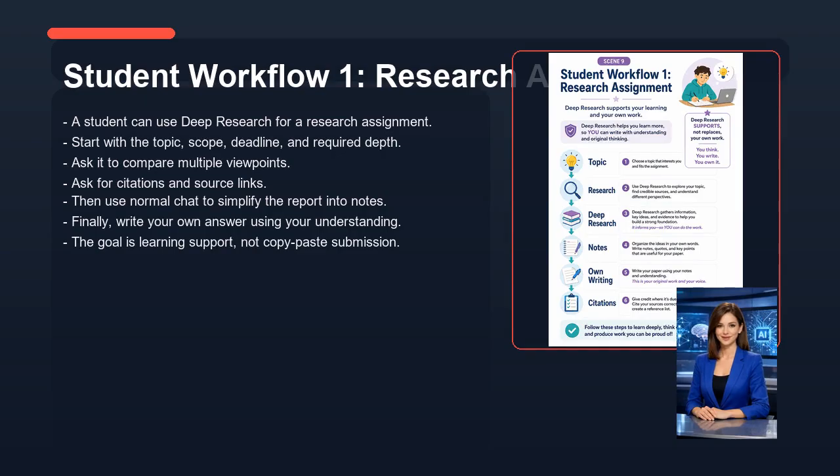Now let's look at student workflow 1, research assignment. A student can use deep research for a research assignment. Start with the topic, scope, deadline, and required depth. Ask it to compare multiple viewpoints. Ask for citations and source links. Then use normal chat to simplify the report into notes. Finally, write your own answer using your understanding. The goal is learning support, not copy-paste submission.